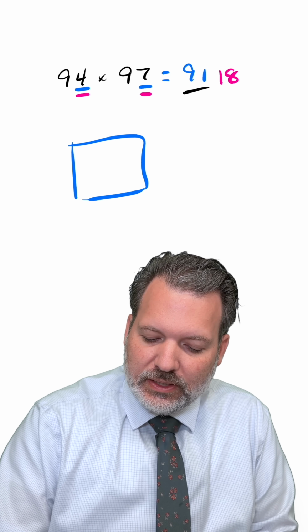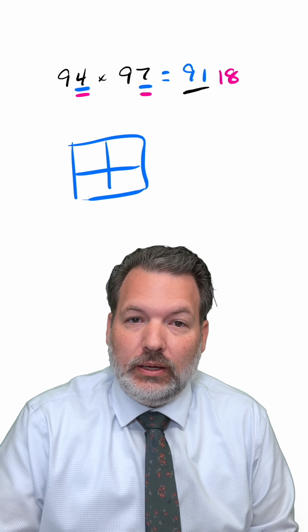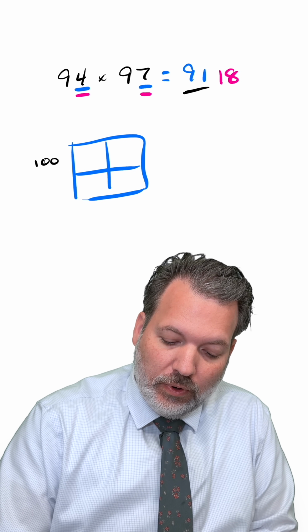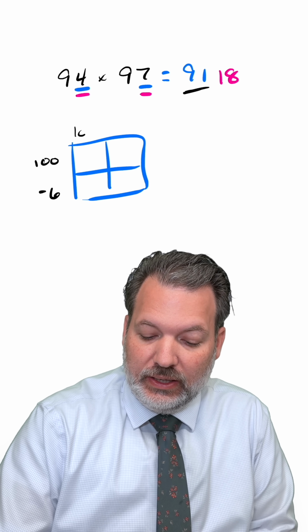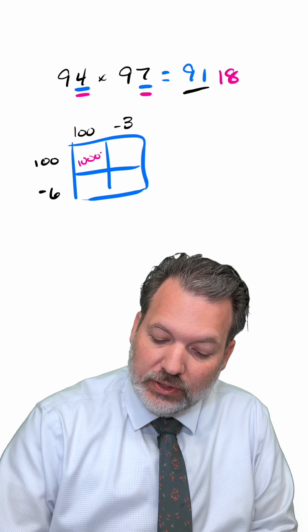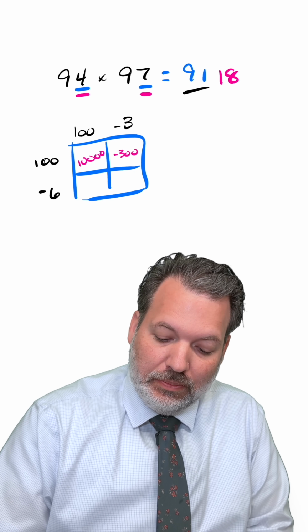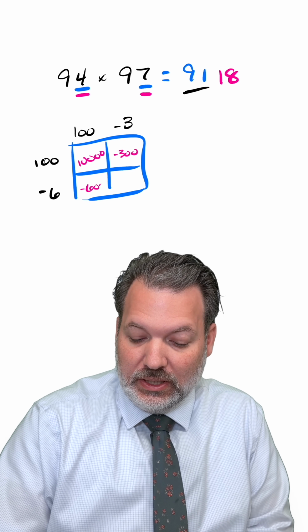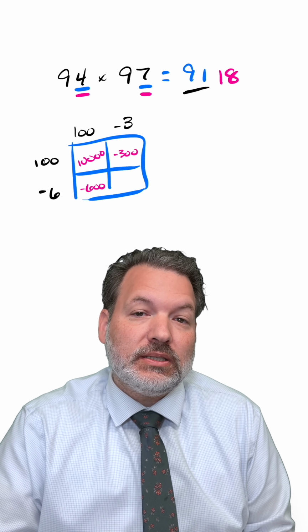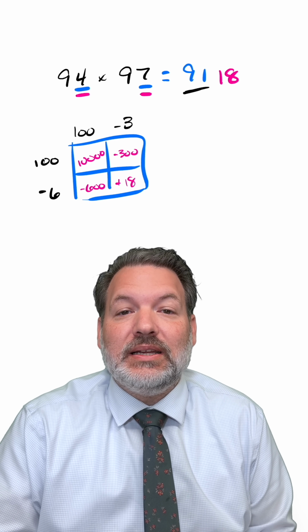The beautiful thing about this method is it's not limited to only thinking of the numbers additively. I can just as easily think of 94 as 100 minus 6 and 97 as 100 minus 3. And when I do that, I still have 100 times 100 makes 10,000. 100 times negative 3 makes minus 300. 100 times negative 6 makes minus 600. And then finally, negative 3 times negative 6 is positive 18.